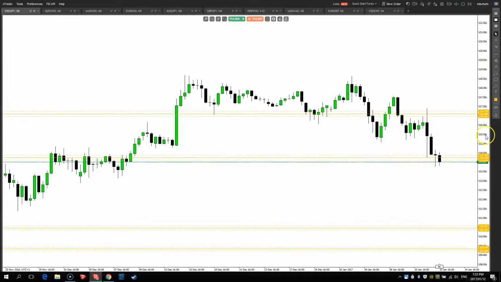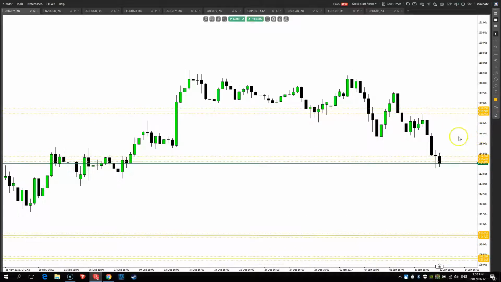You know, that's a good thing to learn as well. You don't need to take every single setup if it does look a bit funky. So this is sort of a potential setup, but not a great one, so I'm going to skip it.